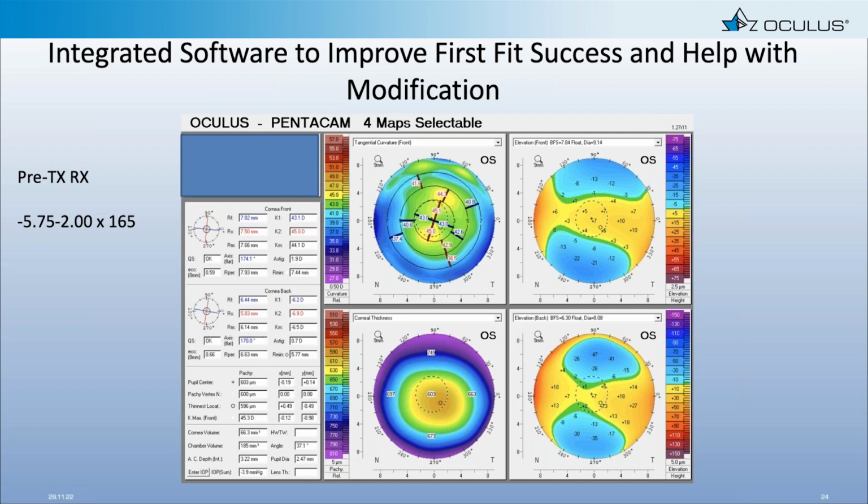You can see a regular curvature map on this eye. You can see front and back elevation maps are symmetric, and you see corneal thickness sitting up around 600. So no reason not to proceed. We went ahead and finished the exam.